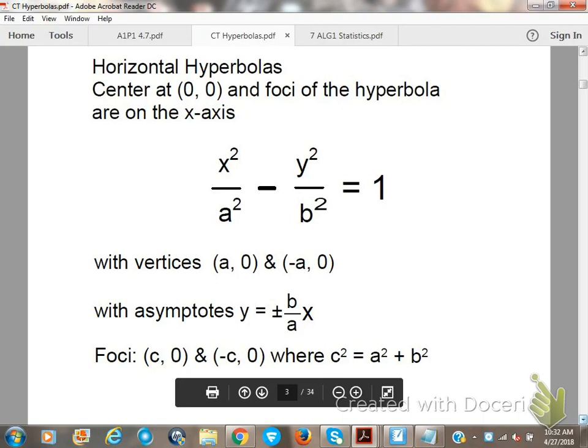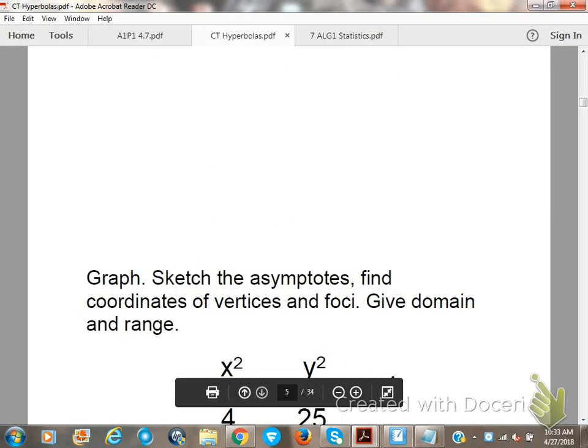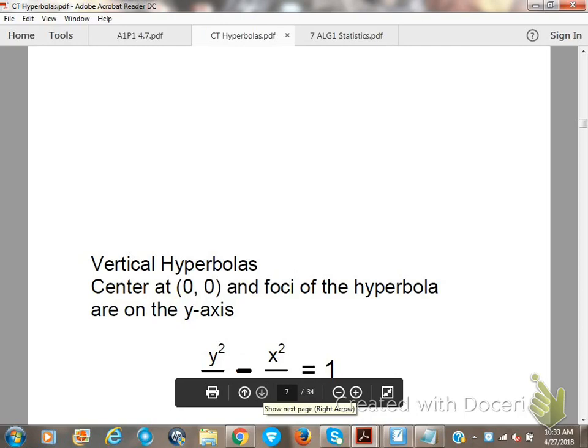Alright, we ready to look at vertical? I do mean vertical, yeah. Let's write both of them down first.